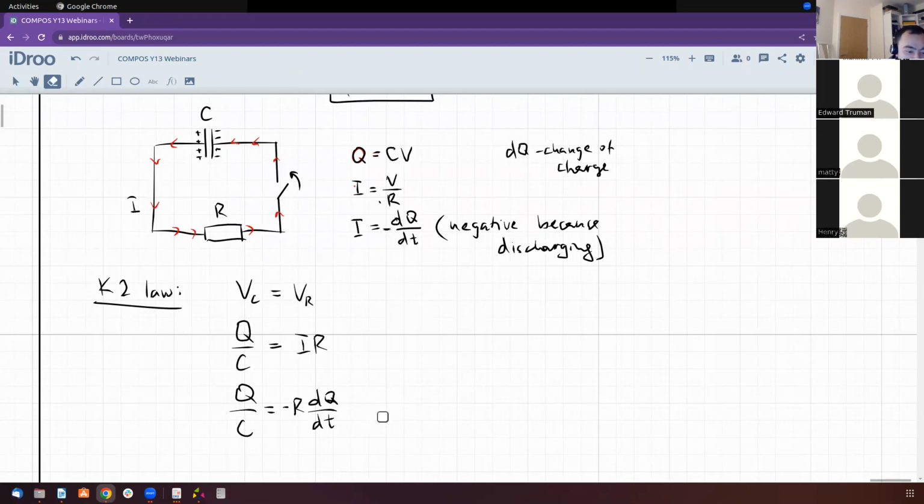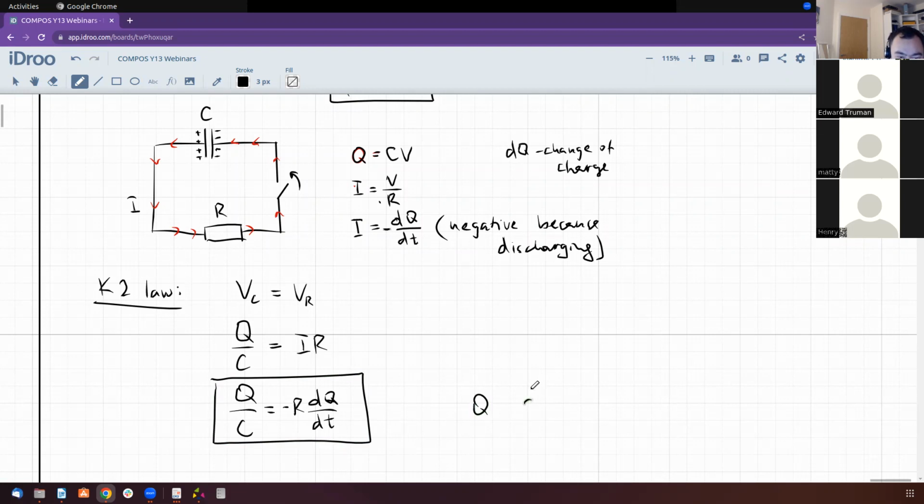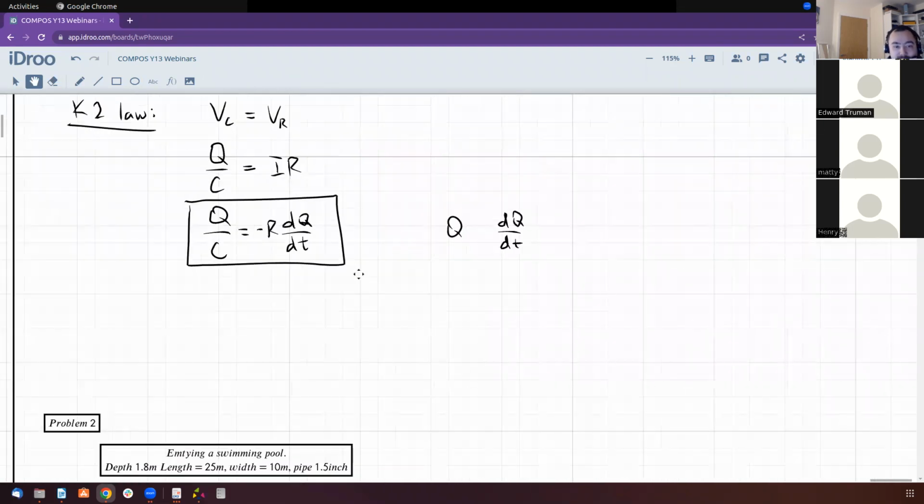And then this is the differential equation. How do I know that it's a differential equation? Well, it contains Q and it contains dq dt. That's how I know it's a differential equation, because it contains the function and the derivative of that function. So this is a differential equation.